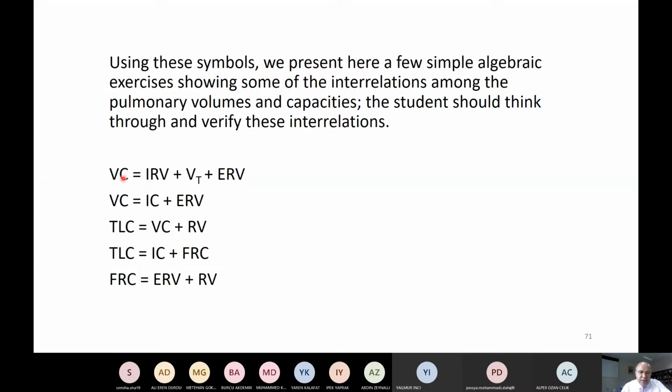For example, vital capacity equals inspiratory reserve volume plus tidal volume plus expiratory reserve volume, or total lung capacity equals vital capacity plus residual volume. Again, functional residual capacity equals expiratory reserve volume plus residual volume. Okay.